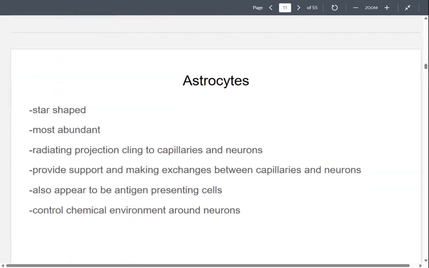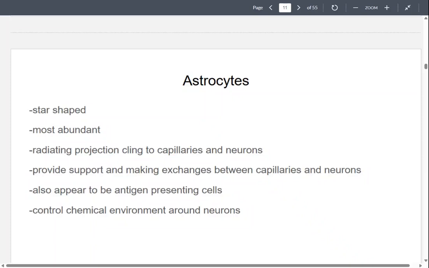First of all, it is the most abundant of the 5 glial cells. It has a star shape to it, hence its name, astro, Latin for star. And its projections that radiate off of the cell body are going to connect to capillaries and neurons alike. This means the astrocyte is going to both provide support and enable exchanges between the capillaries and the neurons.